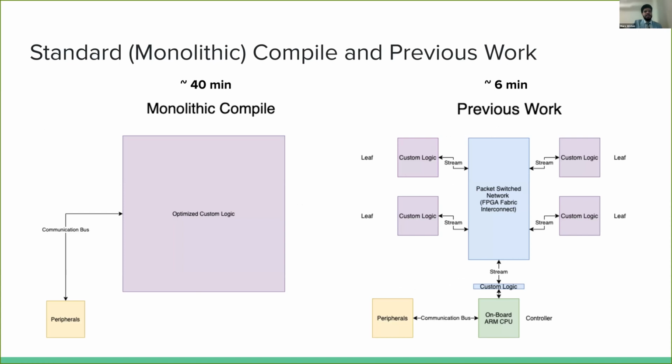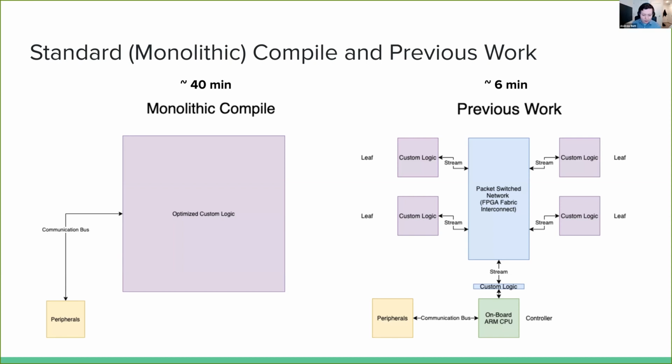So there's a diagram to show on the left the current monolithic compile, where it just goes for one optimized compile, and against our current smallest benchmark, it takes about 40 minutes to complete a compile. And on the right side, we have the previous work, which uses packet switch network and custom logic, and is able to compile in about 6 minutes.